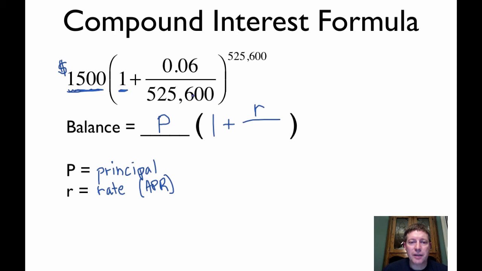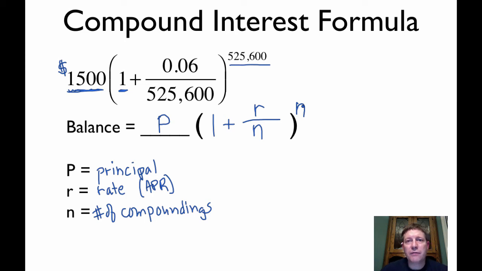And then the denominator, that 525,600, that denominator was the number of times that we're going to compound it. So if we were going to compound it minutely, that's how many minutes were in a year. So that would be the number of times we're going to compound during the year. That's the number of compoundings, or number of calculations during the year. And then you might notice that the exponent was always the same as the number of compoundings.